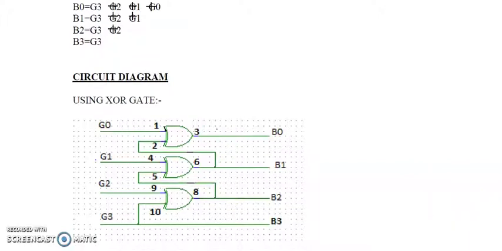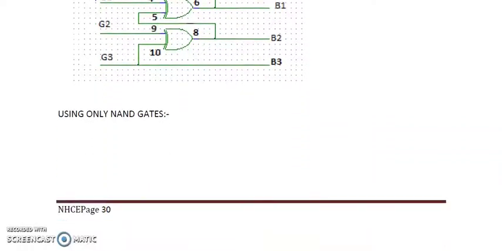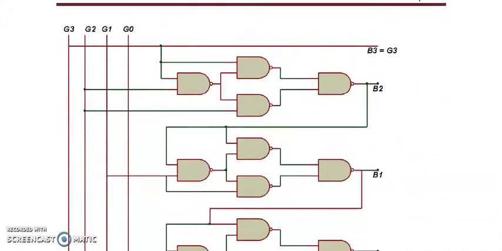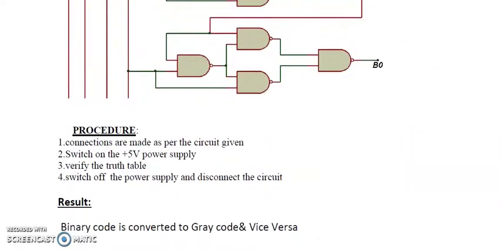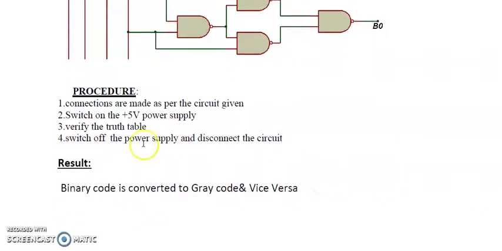So we learned about binary to gray conversion and gray to binary conversion, students, and this is how you do the gray to binary conversion using only NAND gates. In the next video, we will see how the connections are done and how the conversion takes place. Thank you.